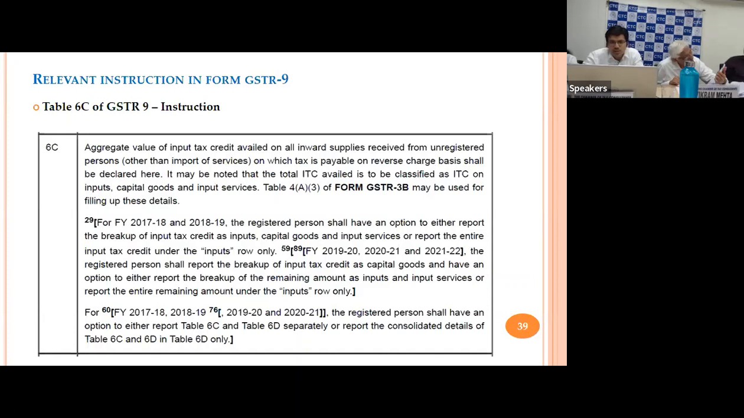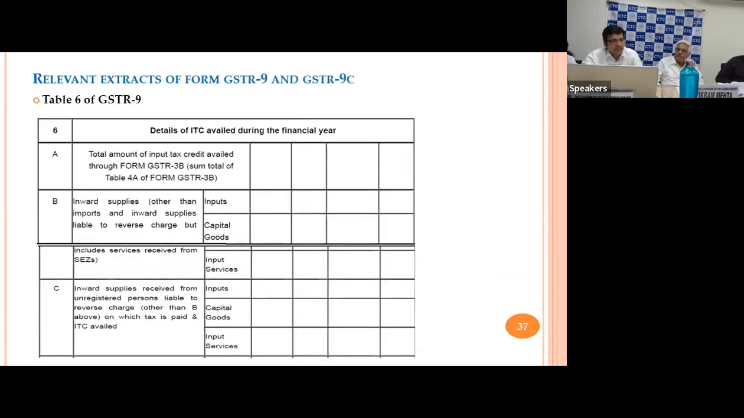This has not been continued for 21-22. So that exemption was there till last year, that you can consolidate and show the figure in 6D. Now in the current year, you have to show 6C and 6D separately.